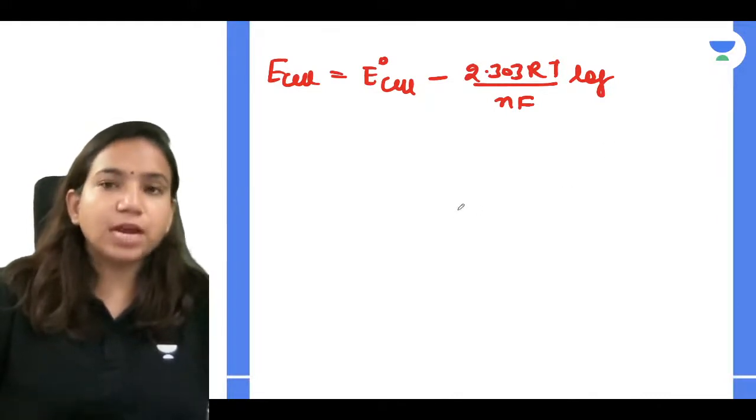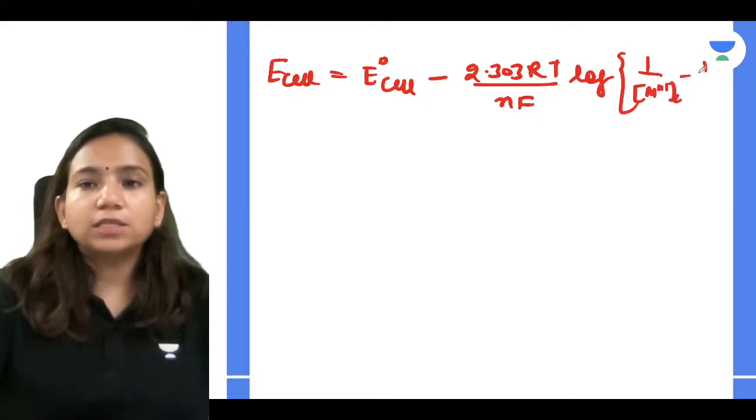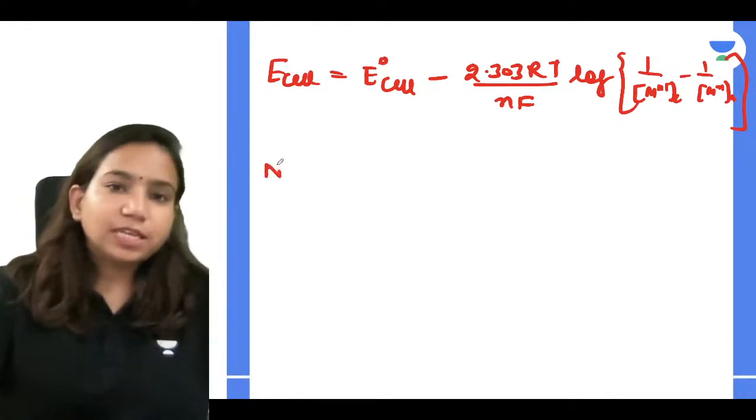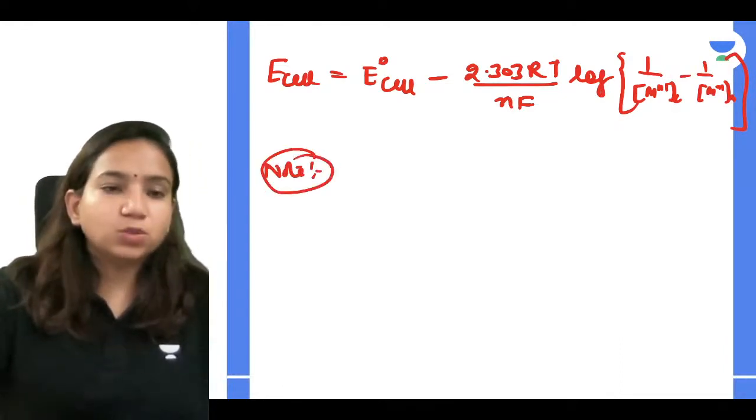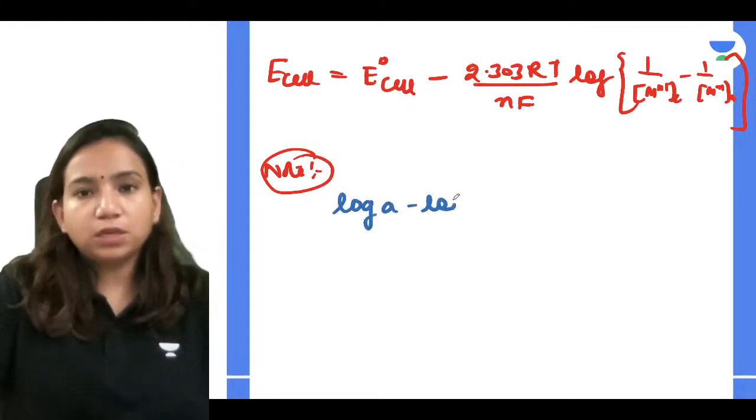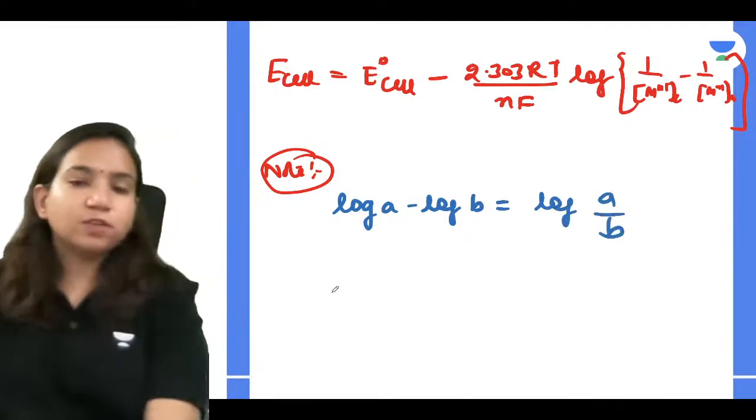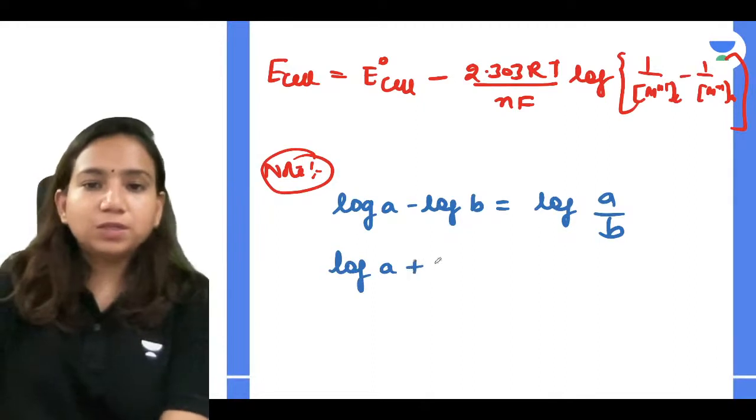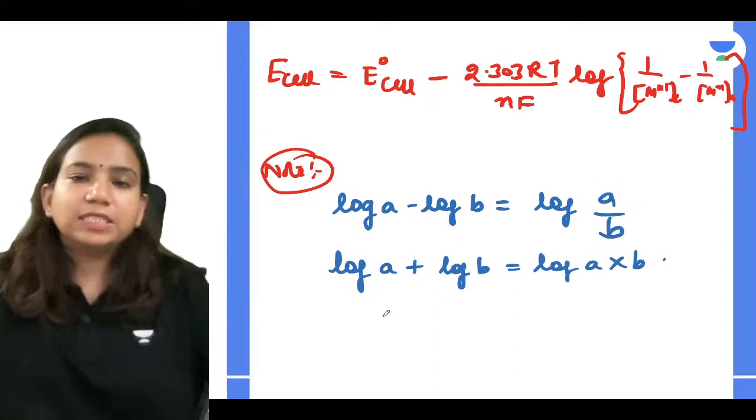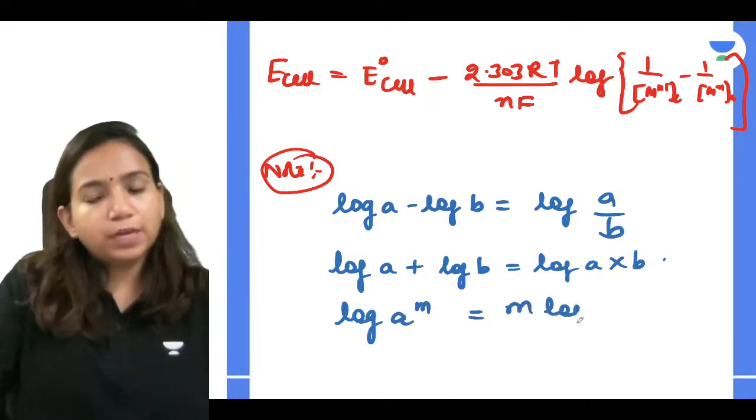Yes, everyone, how many of you know the identities? So I was having 1 upon concentration of cathode minus concentration of anode. Now remember, guys, there are some identities you can note down. Log A minus log B is equal to log A by B. This is one of the identities which everyone should know. Then log A plus log B is equal to log A into B. And whenever you have log A to the power M, you can always write it as M log A.